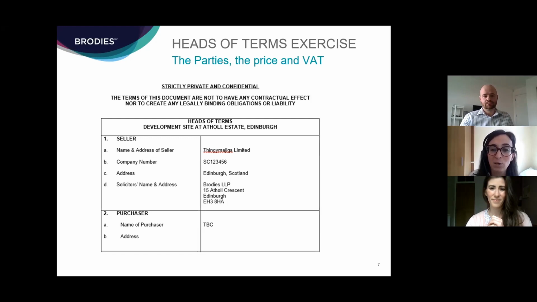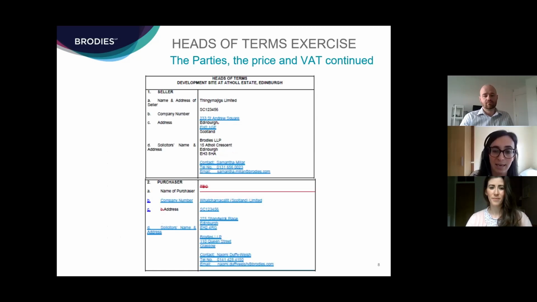We're not going to spend too much time on these clauses, but really just wanted to emphasise the importance of having as much information as possible for the parties to a transaction. And so if we move on to our next slide, you'll see that we've completed a lot more information here, and this is more what we'd be looking for as solicitors. So we would like to have the full names of the entities involved, and if it is a company, their registered addresses and company numbers.